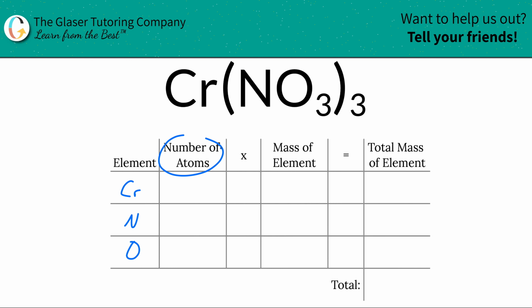Next is then to take into account the number of atoms of each element we have, and we have one chromium there, right? If there's no subscript, that means that there is a value of 1. So there's 1 chromium. Nitrogen, there's also a value of 1, but wait a minute, nitrogen is inside of this nitrate polyatomic anion, and you have 3 of those polyatomic anions, so therefore you'd have 3 nitrogens, right?